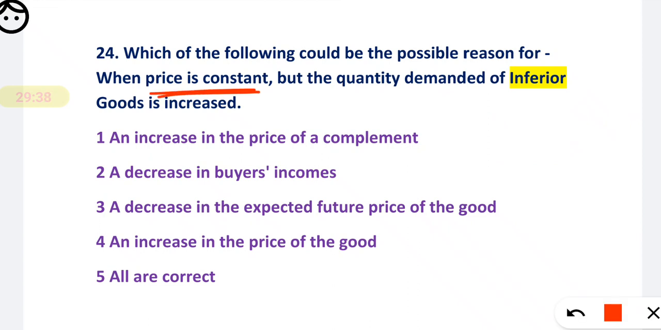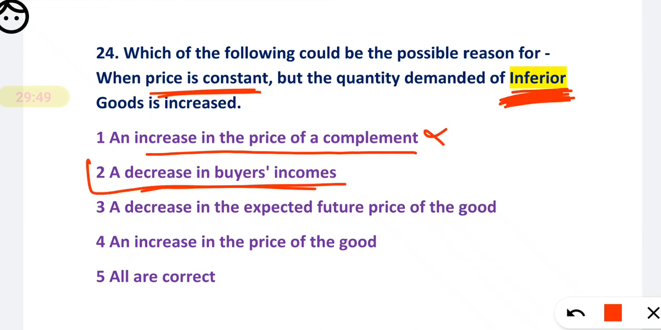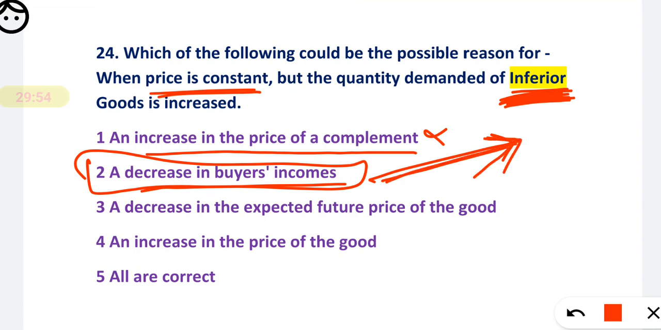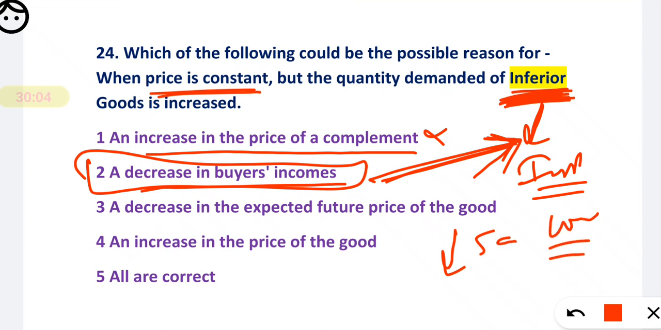When prices are constant, still you are demanding inferior goods, that means a decrease in the buyer's income, not an increase in the price of a component. You are having less money, that means your income has decreased, then only you can purchase inferior goods. In this fashion you can easily remember. If your salary goes down, you will purchase low quality goods. That's why if your income decreases, you have to purchase inferior goods. In simple words, I have explained this. So for the 24th question, the second will be the correct answer.